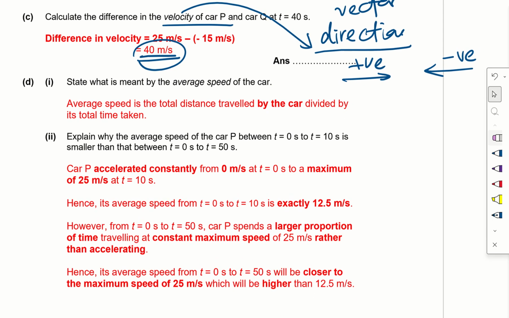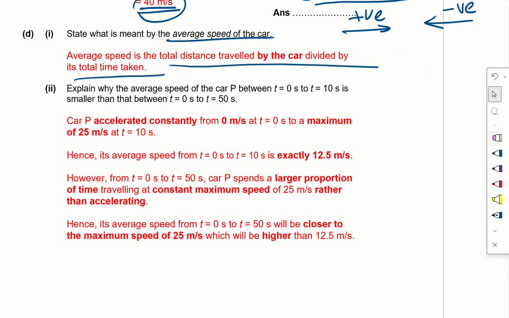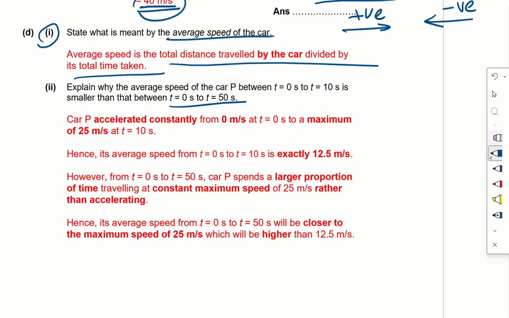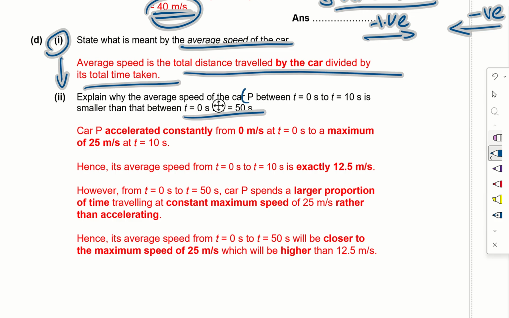Now, state what is meant by average speed of the car. This is a definition. It's the total distance divided by the total time taken. Now, explain why the average speed of car P between t equals 0 to t equals 10 seconds is smaller than that between t equals 0 to t equals 50 seconds. So this part 1 is meant to help you with part 2. We are focusing on car P.